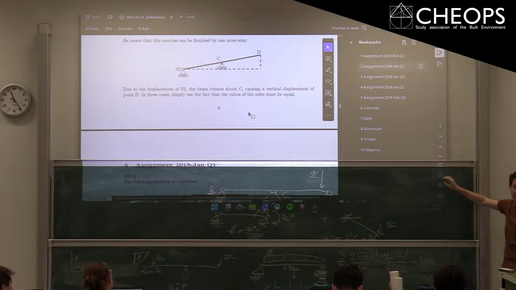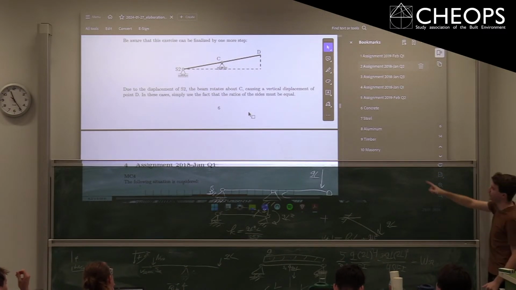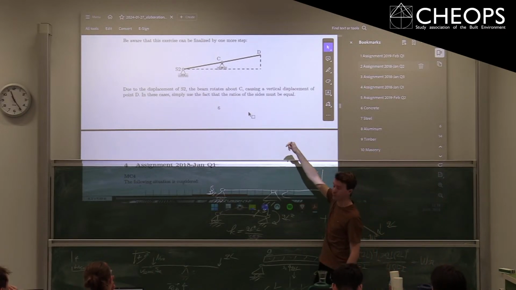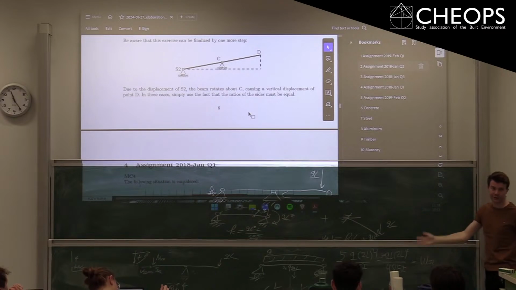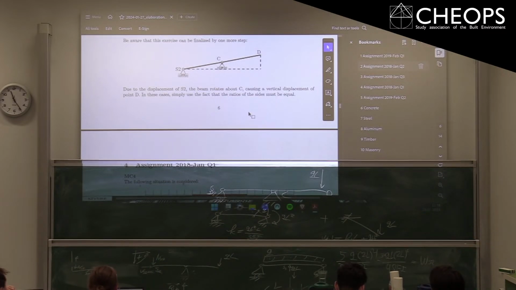And you can just use the triangles and the scales of them to find how much point D moves upwards because of how much point C, S2 moves downwards, right? So S2, you calculated at the very beginning. And in this case, the displacement upwards of point D is simply 2 S2. But it could be that the ratios are a bit different, but just for your information that this could be another step to these kind of exercises, if this occurs.